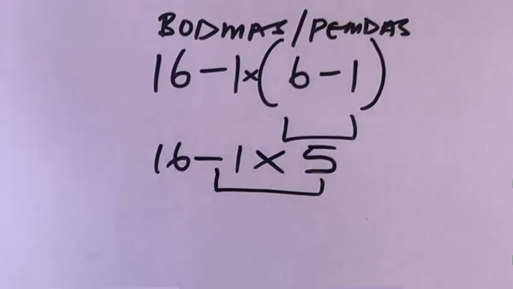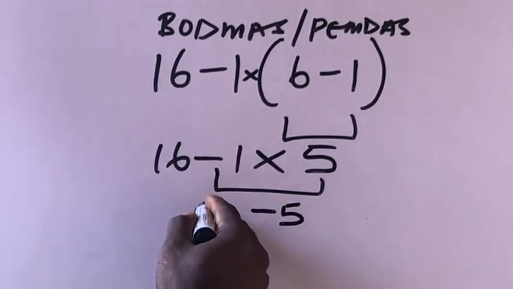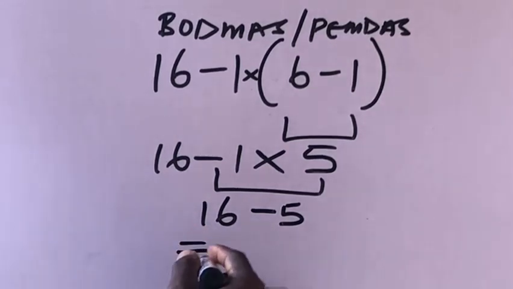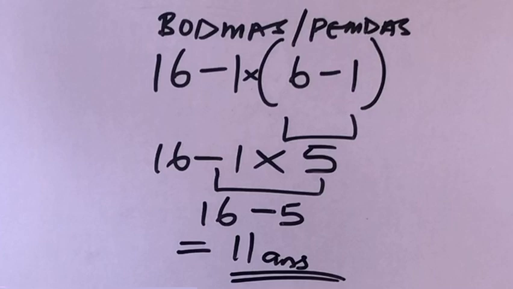Minus 1 times 5 will give us what? Minus 5. Put your 16 here. 16 minus 5 will give us 11. Our final answer is what? 11.